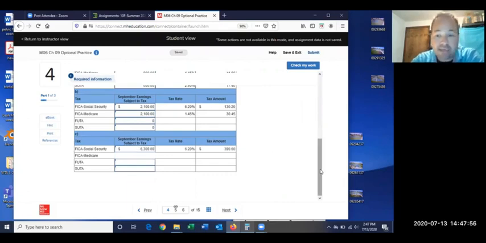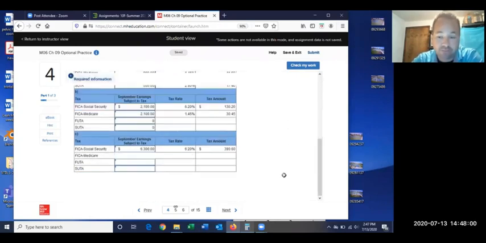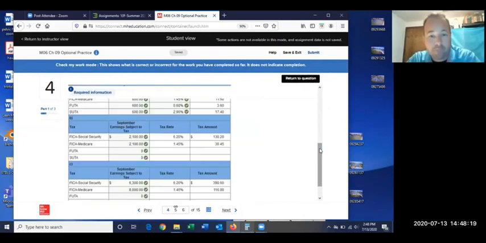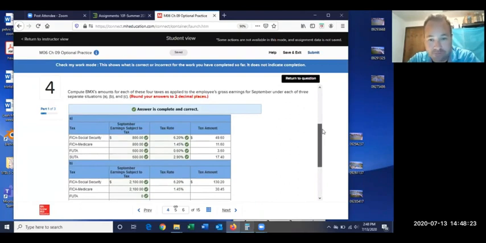Medicare has no cap, so I'm going to tax the entire 8,000. And then finally, FUTA, nothing, and SUTA, nothing, because I'm way over the cap. So we can check the work. Okay, looks good.